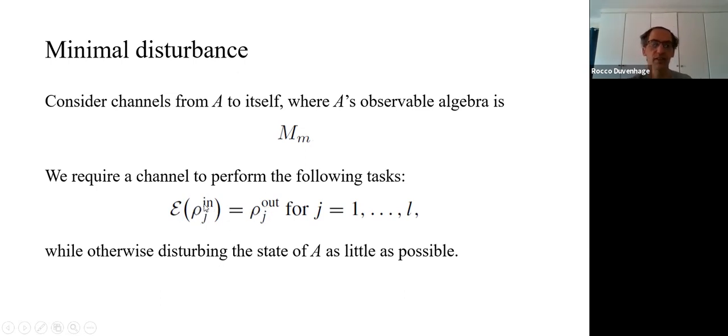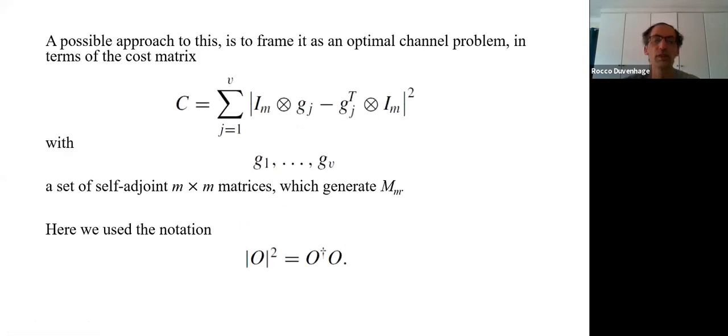It should take all of the in states to the corresponding out states, which we specify, but we want to otherwise disturb the system A as little as possible, or we want to disturb the state of A as little as possible. Then a possibility would be to set up a cost matrix that looks like this.